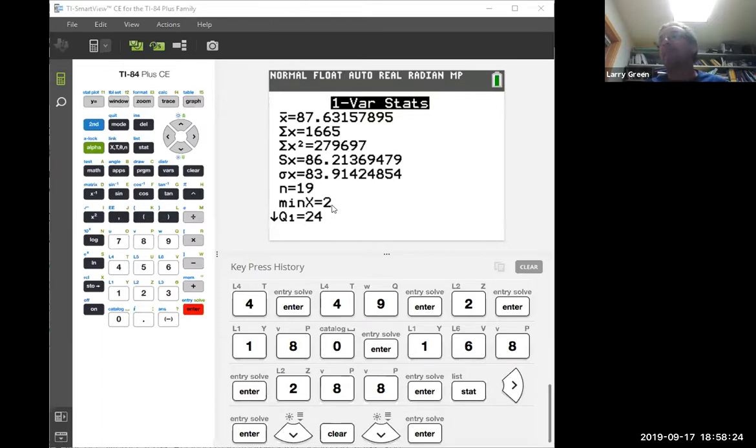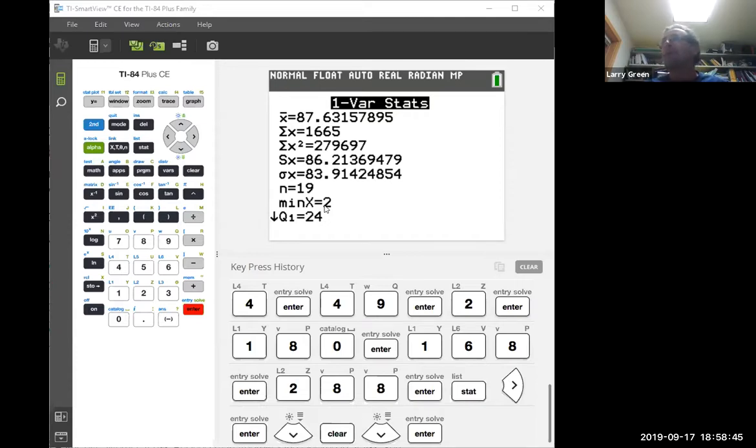Min X is 2. I hope you can all tell me what that is. Maybe I'm wrong. Yeah, so min X is the minimum. That is the lowest number that was recorded.